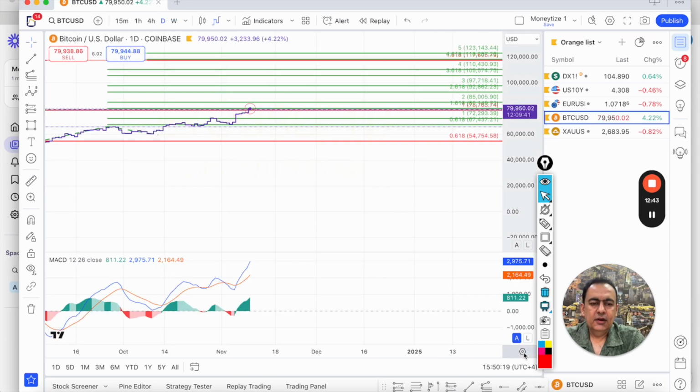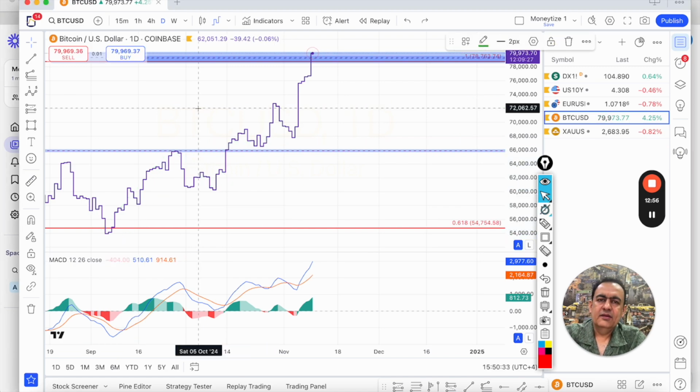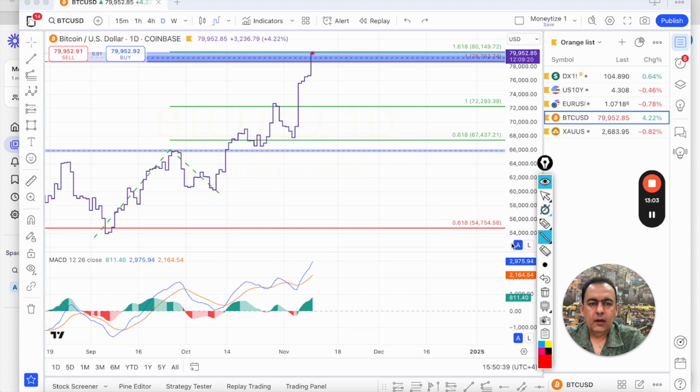Coming down to the daily chart, strongly bullish, MACD histogram rising, MACD lines are also rising, no bearish divergence on the chart, and the important support lines are here, the Fib extension lines. The number one is at 72,293, followed by 67,437. So if you get a drop, if you get some discount from the market, consider it as an opportunity to buy. Any pullback towards 72 or 73 or maybe 67 should be taken as an opportunity to buy.